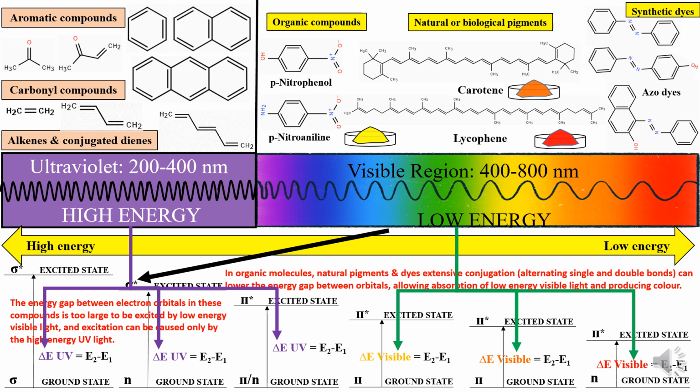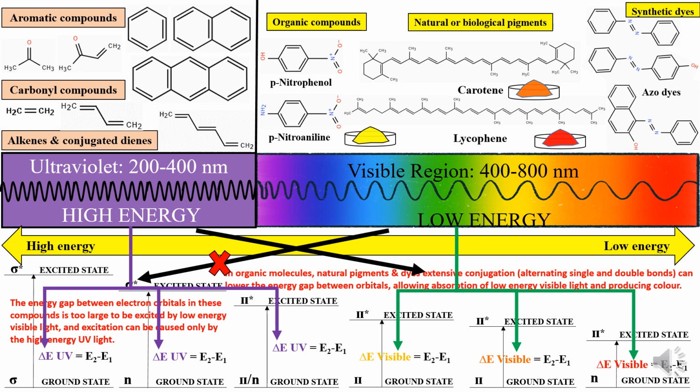Now it makes sense that visible region with low energy cannot bring about the excitation of compounds where the energy gap is more, because the visible region doesn't have the energy to fill up this large energy gap between the electron orbitals in compounds like ethylene, and conjugated dienes like 1,3-butadiene and 1,3,5-hexatriene. And also benzenoid compounds like benzene, naphthalene and anthracene.